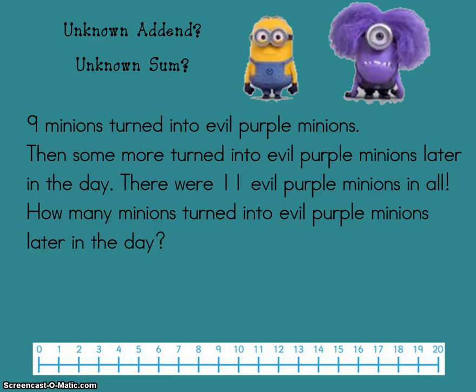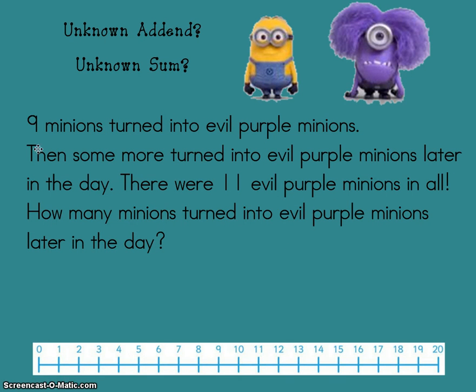Again, we're going to figure out, do we need to find the sum or the unknown addend? Let's read the problem. 9 minions turned into evil purple minions. Then some more turned into evil purple minions later in the day. There were 11 evil purple minions in all. How many minions turned into evil purple minions later in the day?